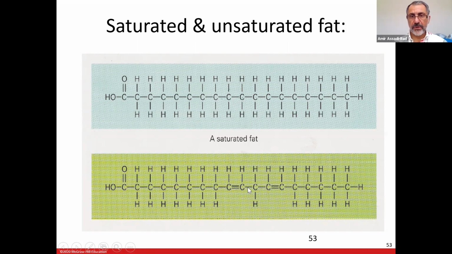Very important information you should know. I will ask that in your quizzes and exams. Hydrogen has only 1 covalent bond. Carbon has 4 covalent bonds. Hydrogen has 1. Carbon has 4. Nitrogen has 3. And oxygen has 2 covalent bonds.